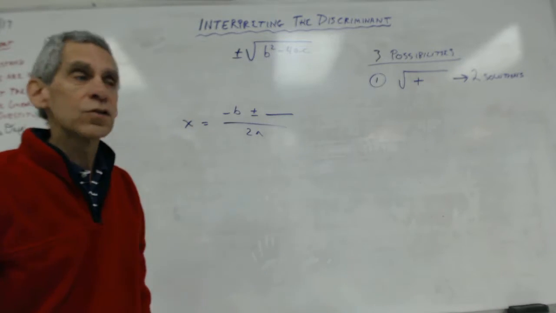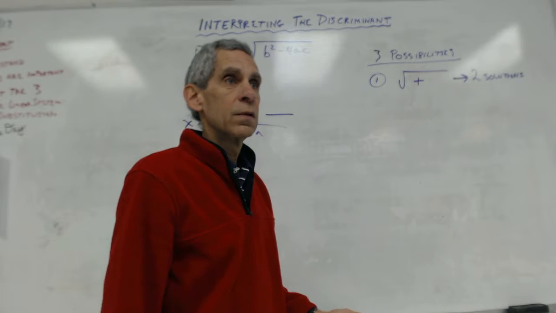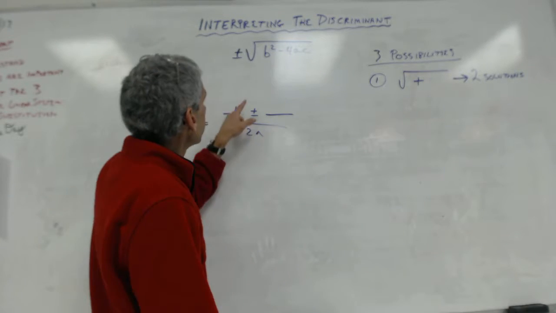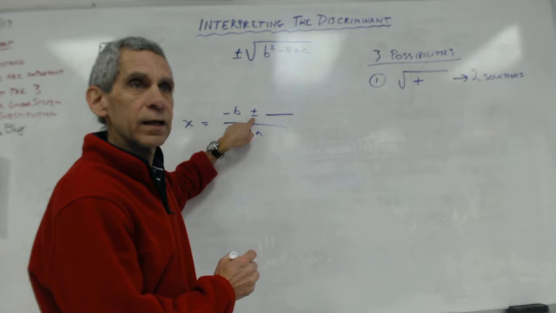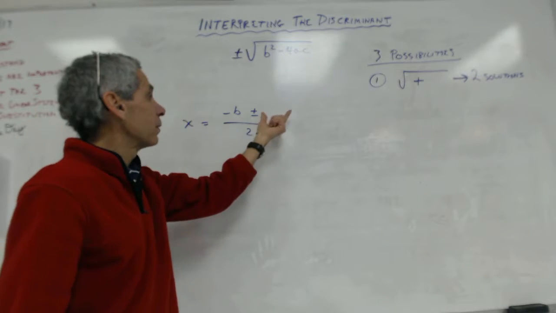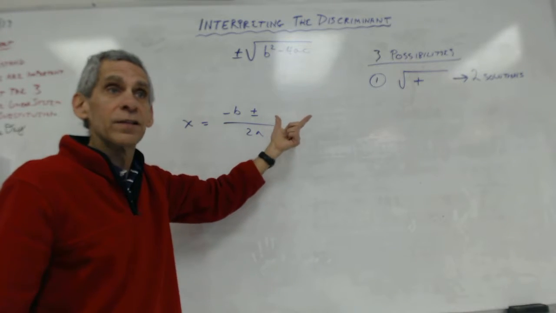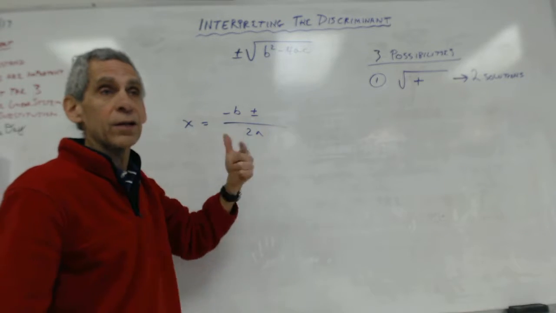See what I mean? It's because in the formula you've got a plus or minus, and the plus or minus means you're going to add or subtract it. So if you have something that does have a square root, you're going to add it and subtract it. You're going to have two answers.